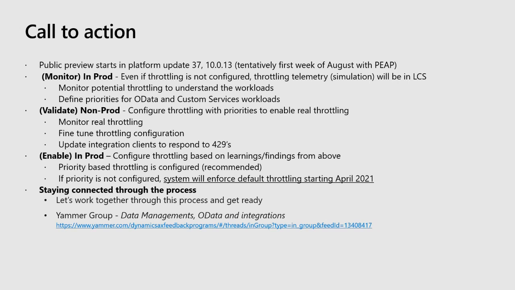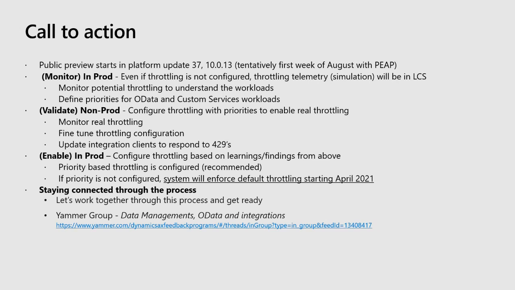Once that understanding is arrived at, you can configure throttling in one of the test environments and enable it for testing. You can subject the same kind of traffic and load to that test environment, and that is when throttling will happen for real, because you have configured throttling and the priority for it. And when throttling happens in the test environment, you can again use the LCS report to see the results of the real throttling.